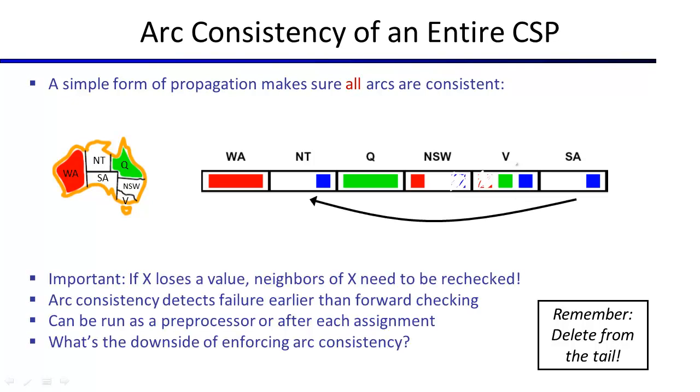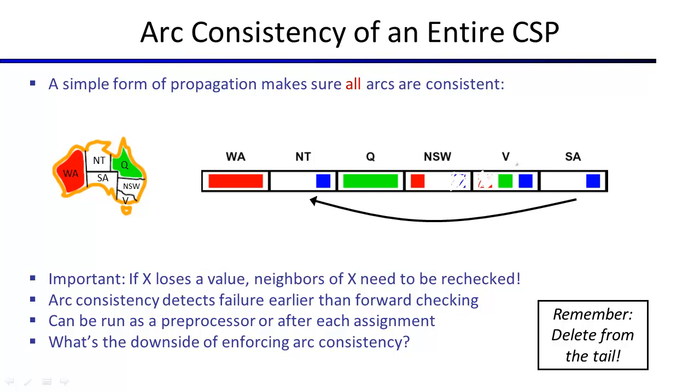All right, so it's important: if X loses a value, neighbors of X need to be rechecked. Arc consistency detects failure earlier than forward checking because it's checking so much more consistency between the variables. It's looking at all these filtered domains and assigned variables and making sure they're all consistent. You can run this as a preprocessor. So before you start your backtracking search, you can enforce arc consistency. Then after you assign a variable, you can rerun arc consistency. You can keep repeating this after every assignment as you go along in your search.